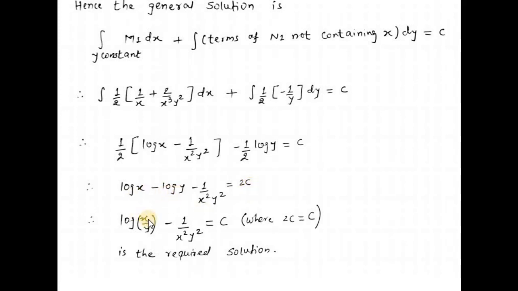Here log a minus log b will be log a/b, so log(x/y) minus 1/(x²y²) is equal to capital C, where capital C is equal to 2c. So this is our required solution.